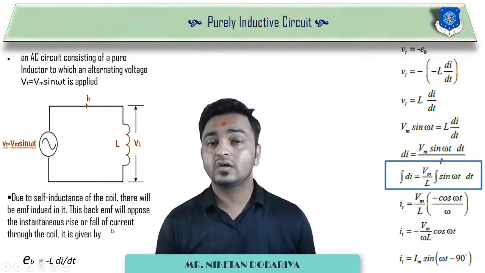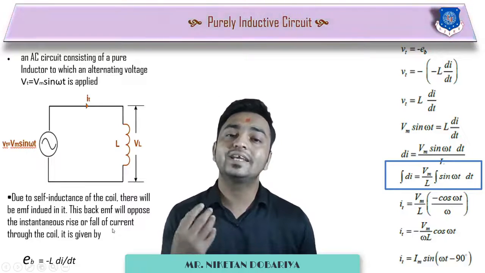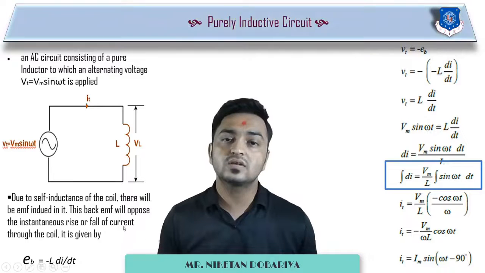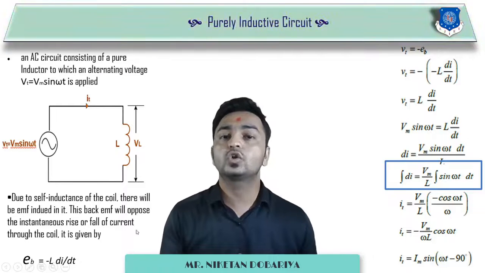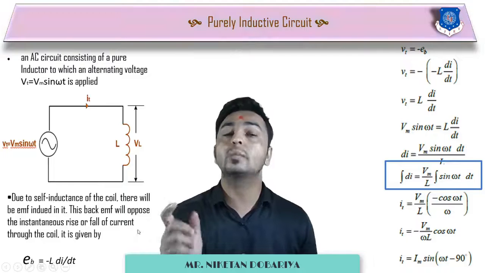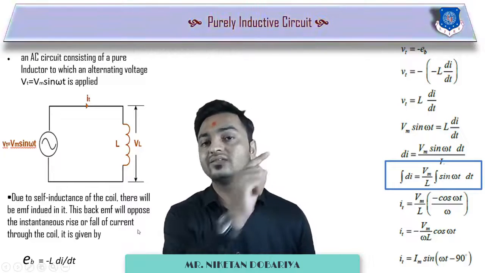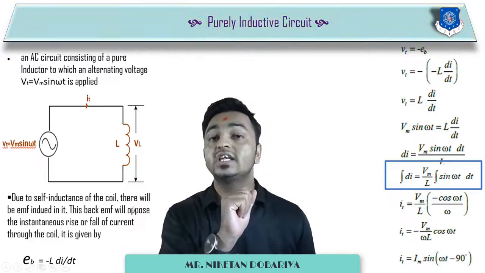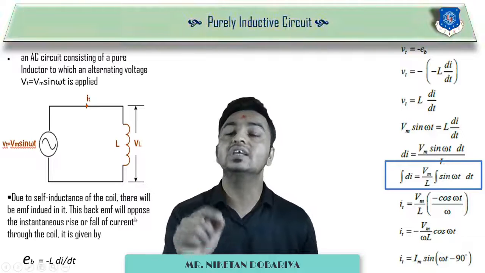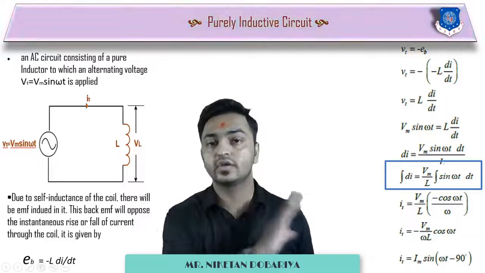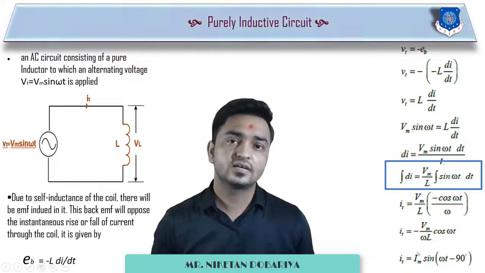First of all, remember that up to now, whatever integration was done for various reasons was with respect to d theta, that is d omega t. Now this given integration is with respect to dt. So that is the difference here. Now let's start the integration.